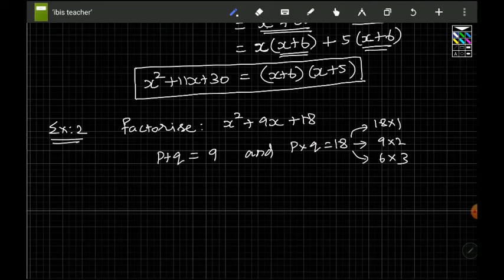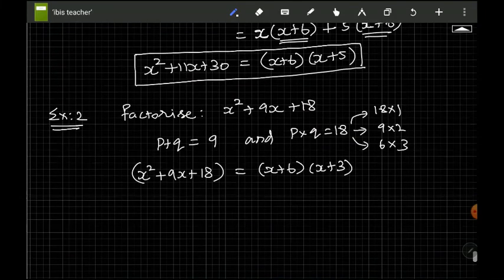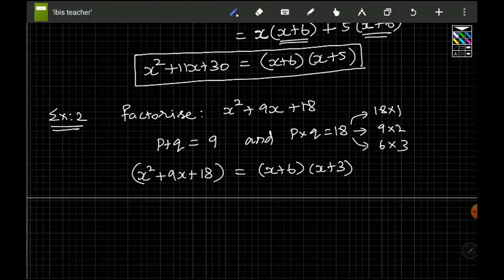Here 18 plus 1 is 19, 9 plus 2 is 11, but look at 6 into 3, which gives 9. Then x square plus 9x plus 18 can be factorized as x plus 6 into x plus 3. How is it possible in one step? By splitting the middle term. x square plus 9x plus 18 can be written as x square plus 6x plus 3x plus 18.